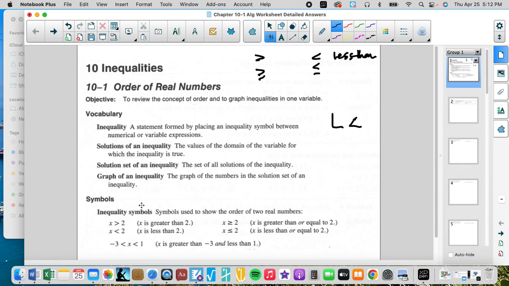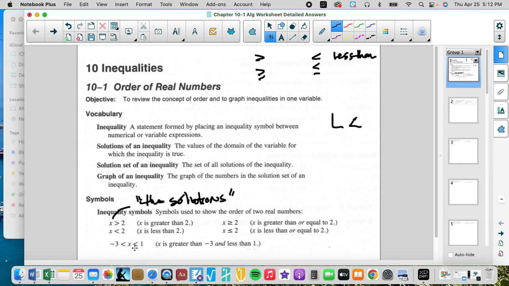So I look at the variable. When we see that x, I read it sometimes as the solutions. The solutions are greater than 2. The solutions are less than 2. The solutions are greater than or equal to 2. And this is a compound inequality.